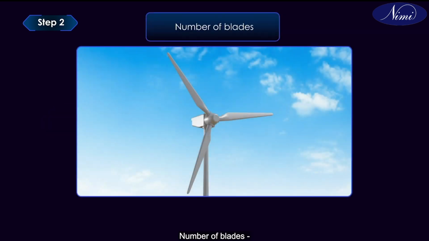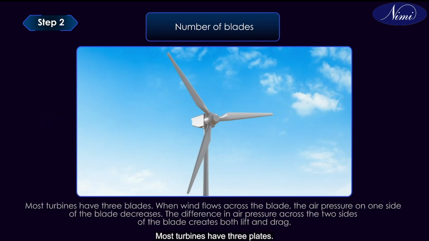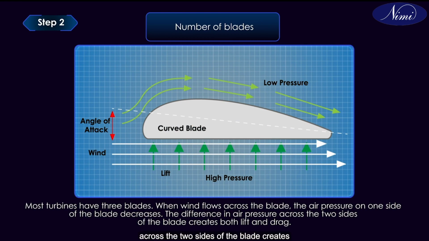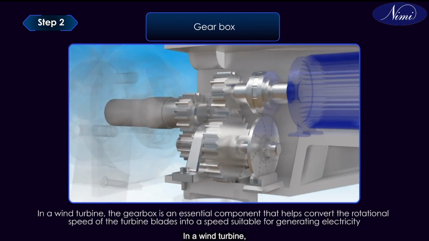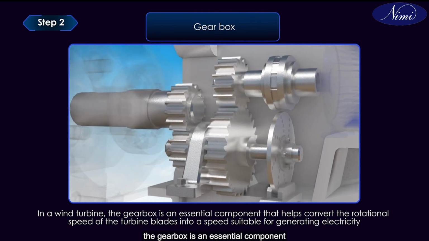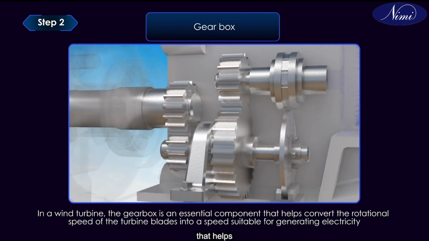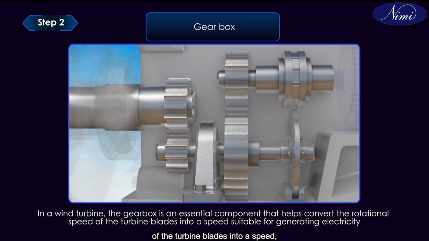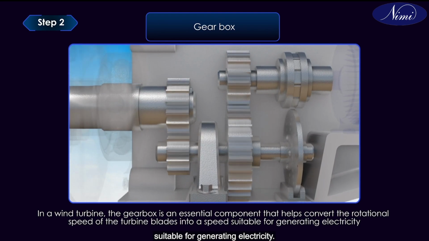Number of blades: 3. Most turbines have 3 blades. When wind flows across the blade, the air pressure on one side of the blade decreases. The difference in air pressure across the two sides of the blade creates both lift and drag. Gearbox. In a wind turbine, the gearbox is an essential component that helps convert the rotational speed of the turbine blades into a speed suitable for generating electricity.